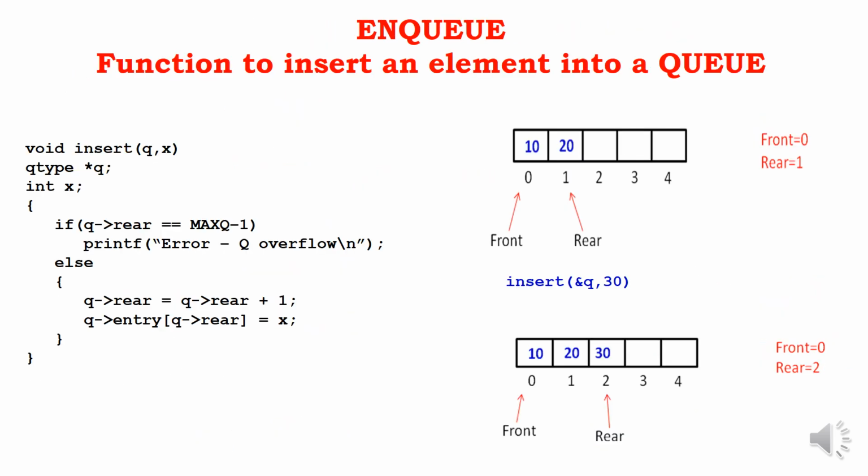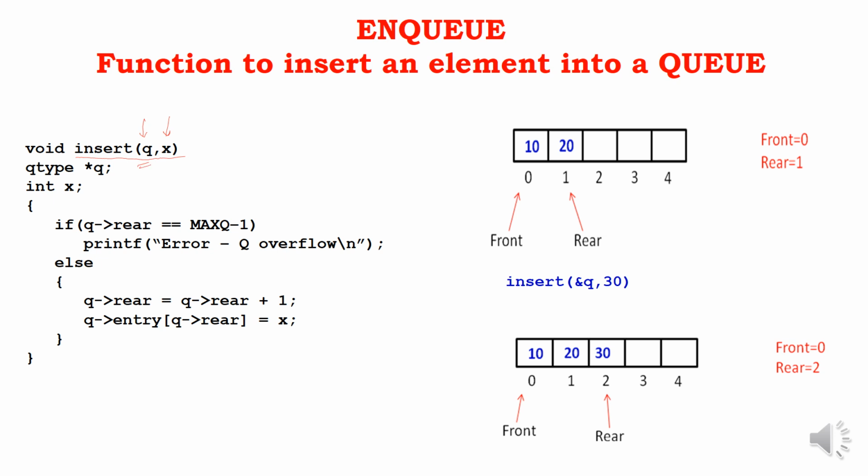Let me explain the function to insert an element into a queue. Inserting an element into a queue is said to be the Enqueue operation. We can insert an element from the rear end into the queue. So here there is a function insert(q, x), which indicates that we are going to insert value x in q. What is q?